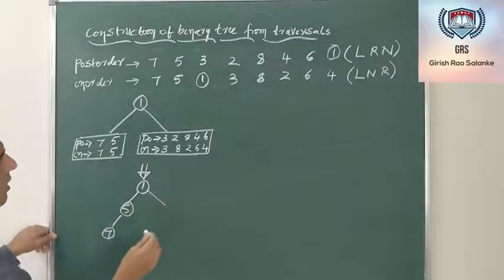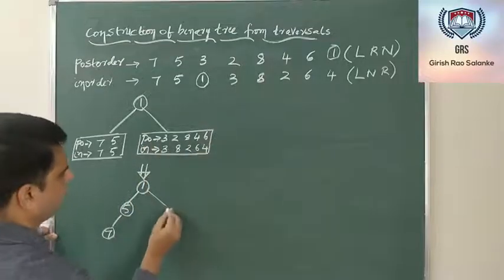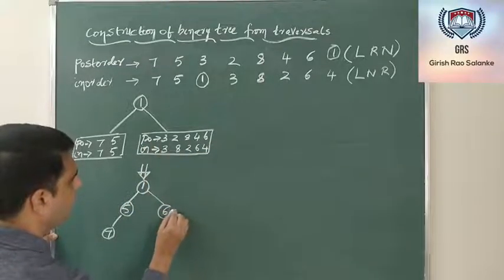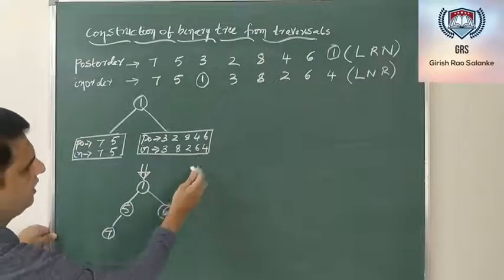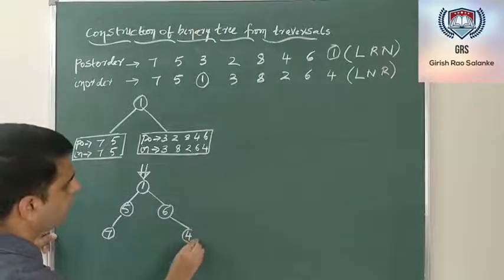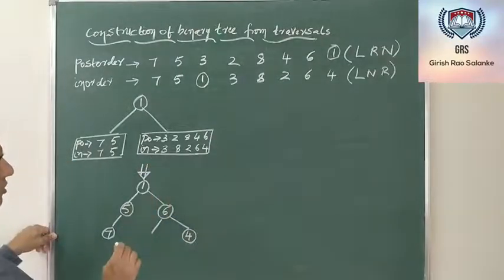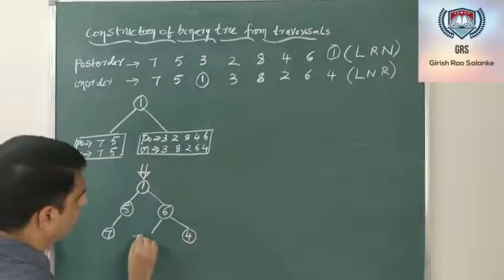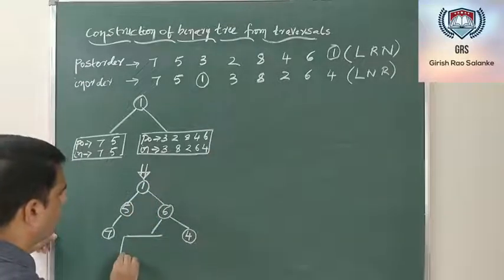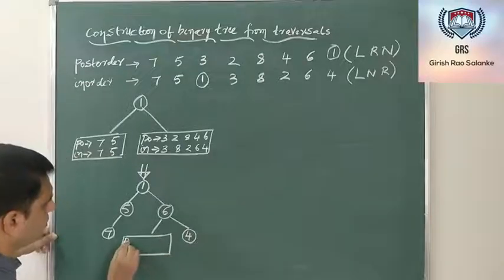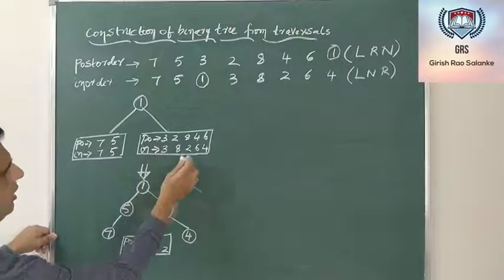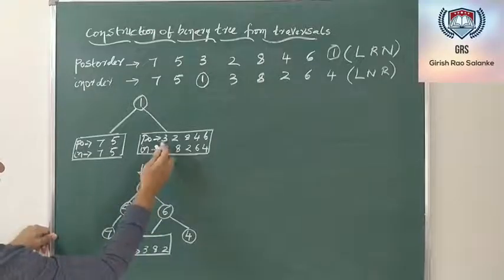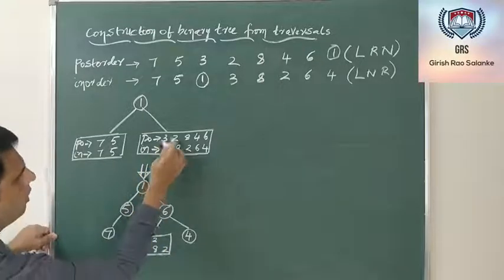Now coming to the right side, the last node is 6, so 6 has to be the parent node. Now check the existence of 6 in the in-order. To the right side of 6 there is 4, so 4 has to be the right child. To the left side of 6 I have 3 nodes, so I need to construct once again. This is post, this is in. To the left side of 6 I have 3, 8, 2, and the respective elements in post-order are 3, 2 and 8.